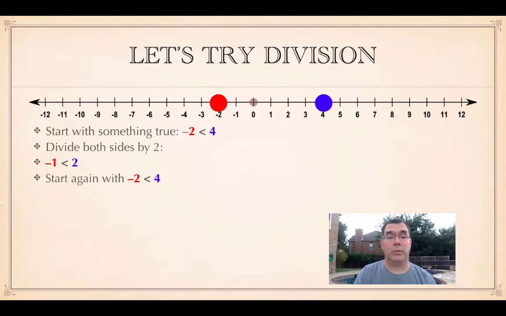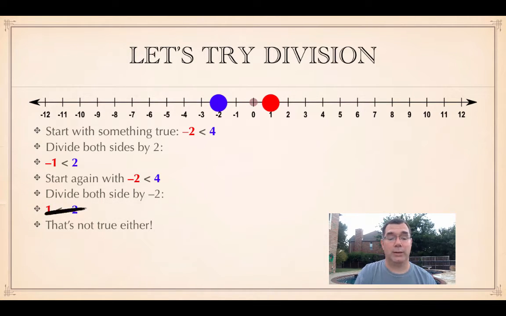So now we'll start again with what we had before, and this time we will divide both sides by negative 2. Well, negative 2 divided by negative 2 is 1, and 4 divided by negative 2 is negative 2. And as you can see again, the dots have switched places. The blue dot is now less than the red dot. Negative 2 is now less than 1. So what I've written just there is incorrect. What is actually true is that 1 is greater than negative 2.